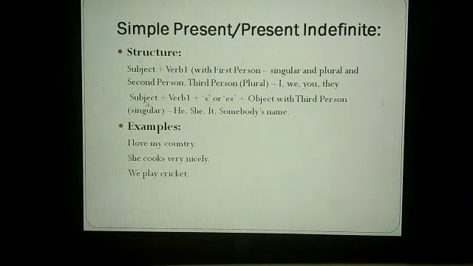What is the structure? Subject plus V1 plus S or ES. We use S or ES with V1 when the subject is third person singular. And then object. I am giving you examples. I love my country. With I we use V1. She is third person singular, we use S. She cooks very nicely. Cook is the main verb and we have added S. And we, that is first person plural, we play cricket.